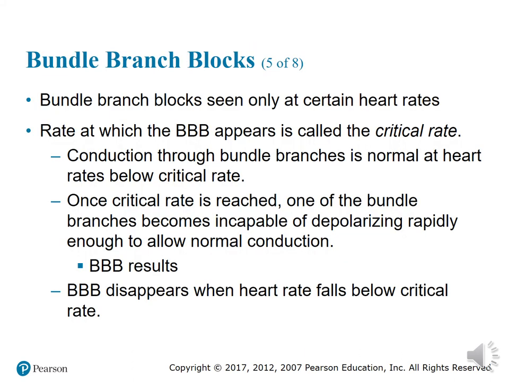Bundle branch blocks can be seen only at certain heart rates. The rate at which BBB appears is called the critical rate. Conduction through the bundle branch is normal at heart rates below the critical rate. Once the critical rate is reached, one of the bundle branches becomes incapable of depolarizing rapidly enough to allow normal conduction.